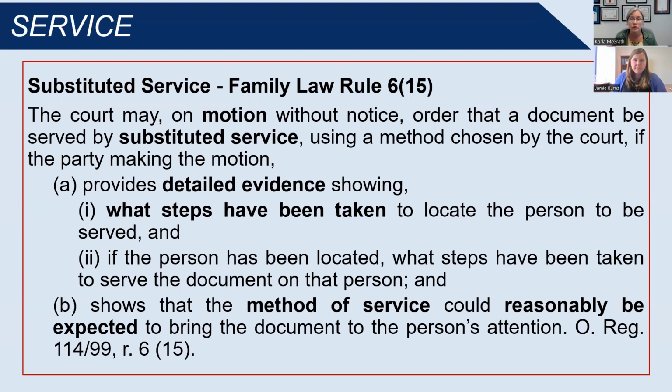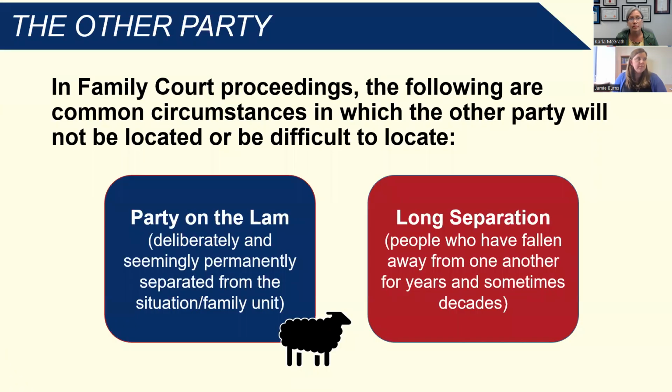So we're just following Rule 6, sub 15, to achieve substituted service for this person who we cannot locate to serve in person. Okay, so why might you not be able to locate the other person? You know, this is often one of those questions that you think about and you go, well, why wouldn't you be able to, right? These days, you should always be able to get in touch with people some way or another.